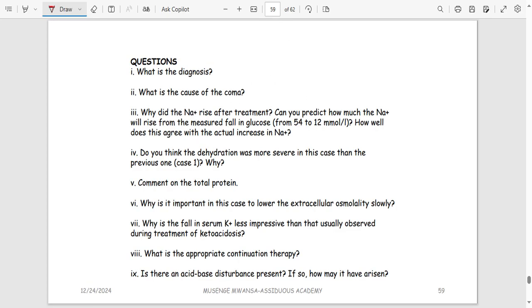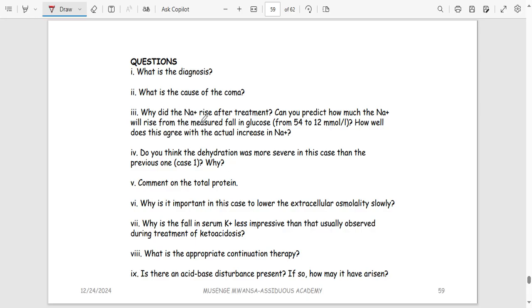What is the cause of this coma? The cause of hyperglycemic hyperosmolar coma is that there is actually dehydration to the brain. So there is cerebral dehydration.